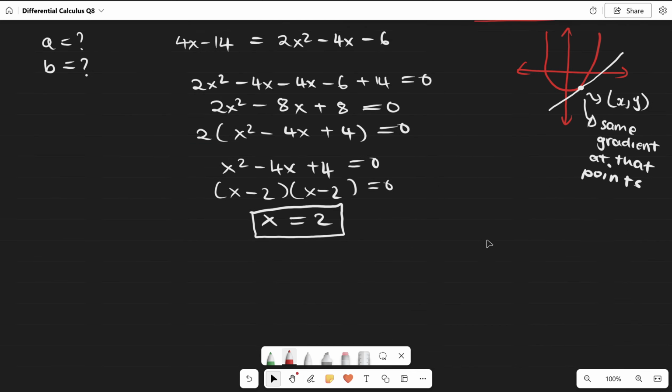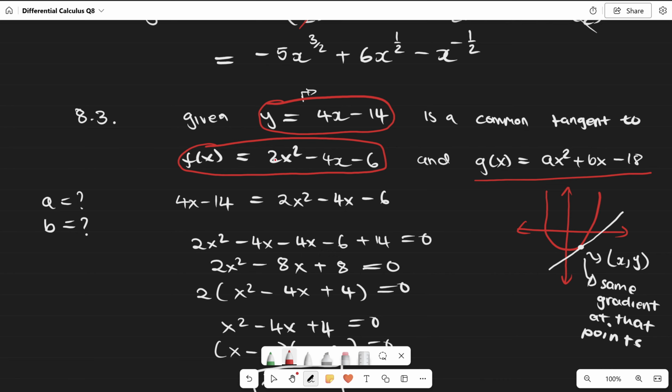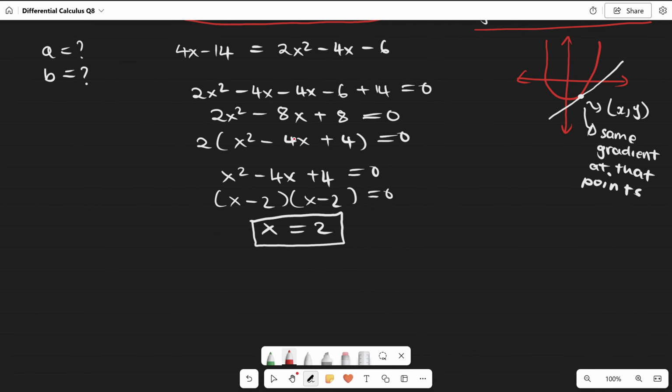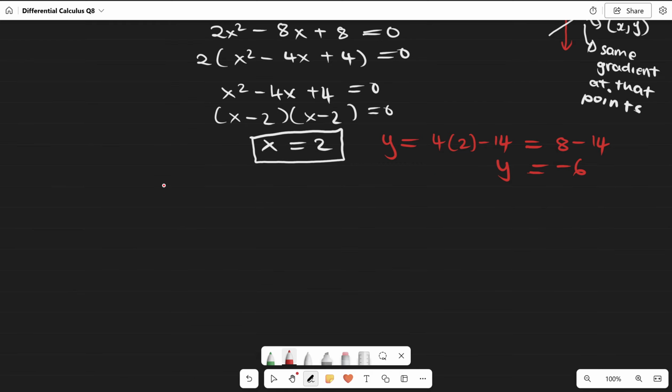So first of all, let's try to find the y value. We can use any equation. We can use either this one or this one. So I prefer to use the linear one because I feel like it's much more simple. Therefore, our y is 4 times our x, which is 2, minus 14, right? So we have 8 minus 14. That should be equal to negative 6, right? So if that is equal to negative 6, therefore we have y equal to negative 6, which means that we now have what? We have our x value and our y value, right?